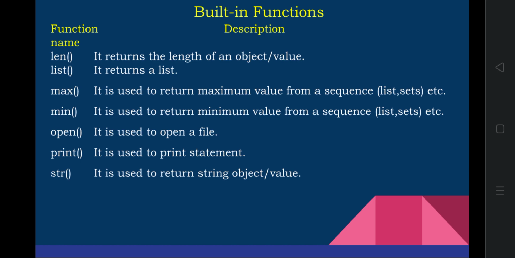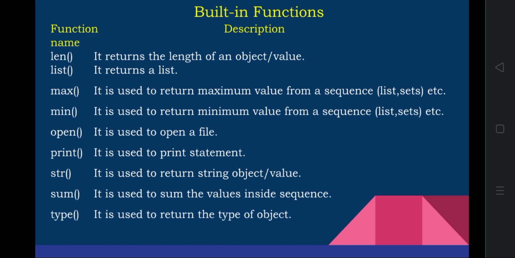And then str is a string function. It is used to return the string object or value. That means we can convert one data to other data. Then we have the sum function. This function is used to get the sum of values inside the sequence. Suppose we have a list and it has a few values, some 2 or 3 values. If you want to sum the total of the values inside the list, we can use the sum function.